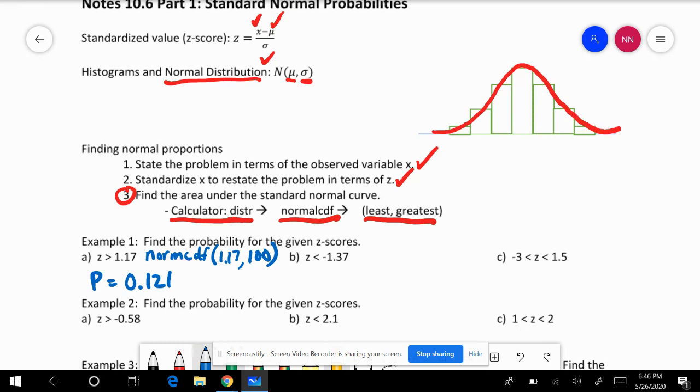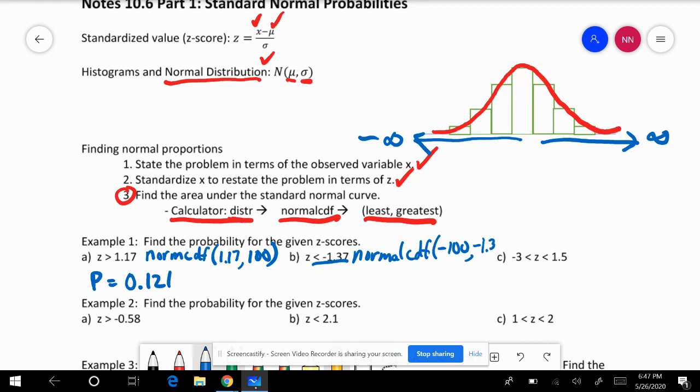Now, looking at letter B, we're going to do the same thing. We're going to go over to normal CDF. We're going to put our least value, which in this case is going to be negative 100. Notice that it's less than, so it's all the values that are less than. So that's going to go to negative infinity. All the values that are greater than are going to go to positive infinity. And then we put the number, which is negative 1.37. Then we hit enter, and it gives us our answer of 0.085.